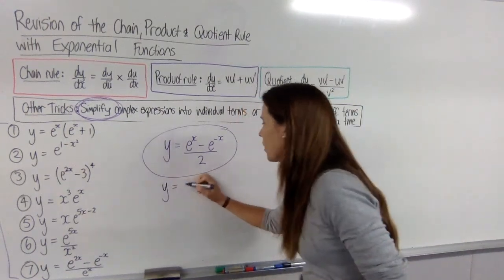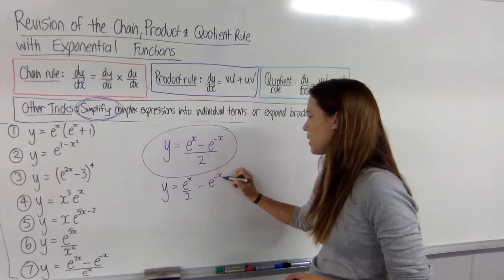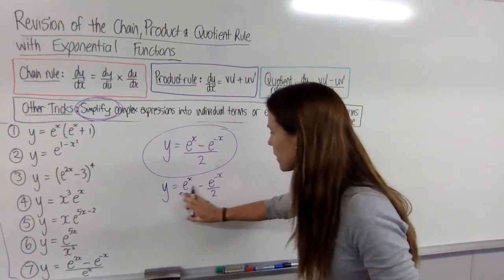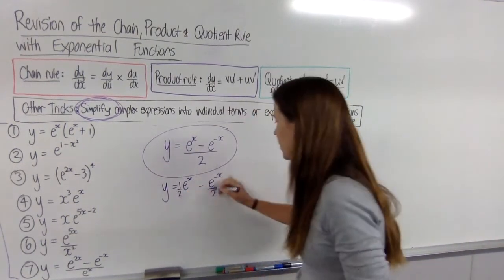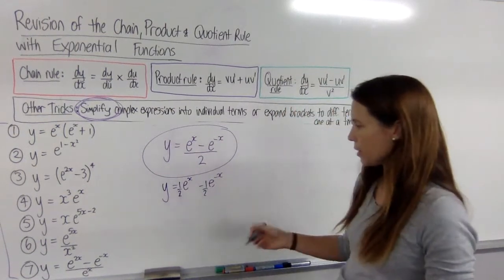Instead, let's break it up. We've got e to the power of x on 2 minus e to the power of minus x on 2. Now you can think of it as on 2, or you could write it as a half out the front, thinking of that as just a constant number that's out the front. Either way is completely fine.